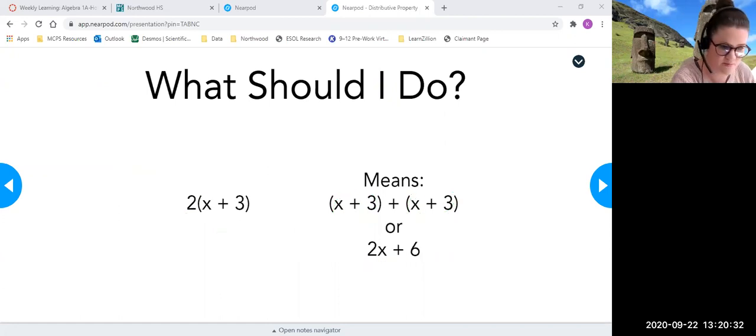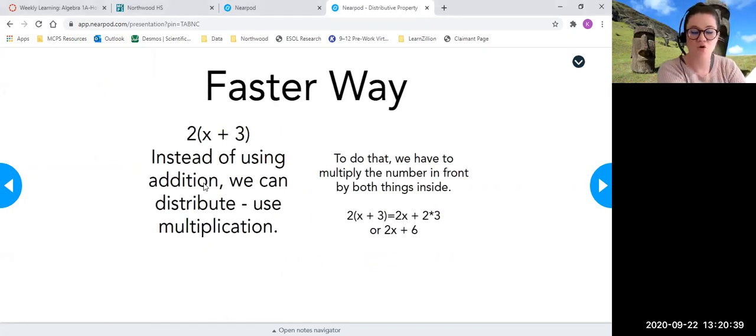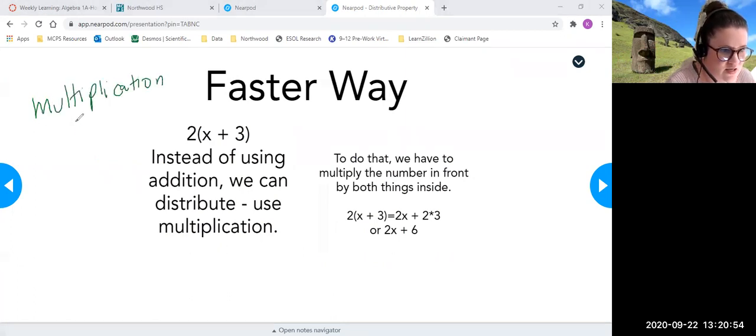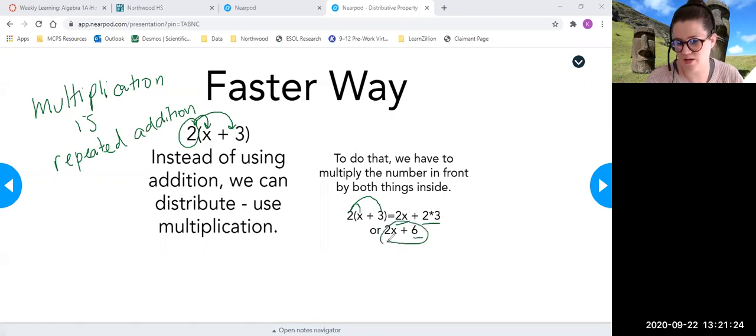We are going to use the distributive property. All right. So this is the faster way. Instead of using addition, we can distribute, use multiplication, because I'm going to say it again. I'm going to write it again. Multiplication is repeated addition. I need to work on my handwriting, right? So if I'm repeatedly adding something, I'm multiplying it. Okay, so I am going to distribute 2 to the x and 2 to the 3. So 2 times x is 2x, 2 times 3 is 6, so there is my answer.